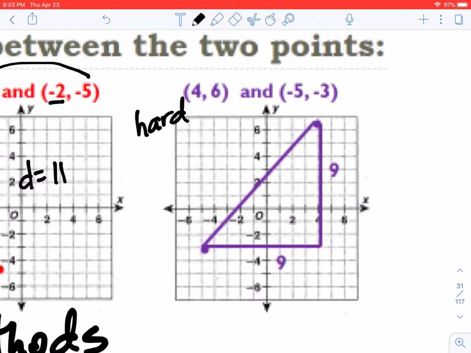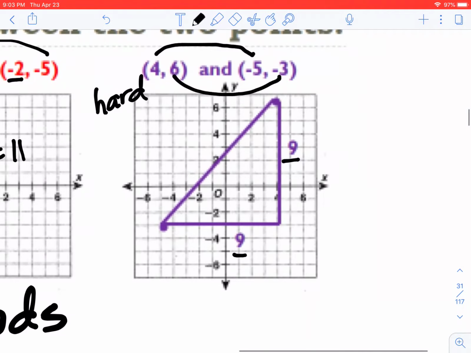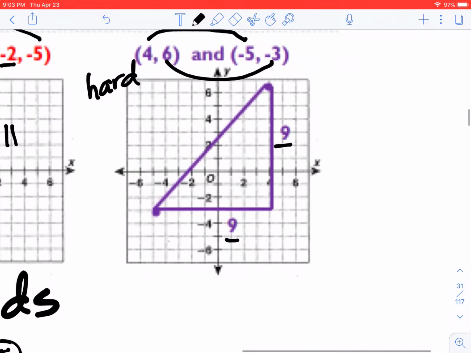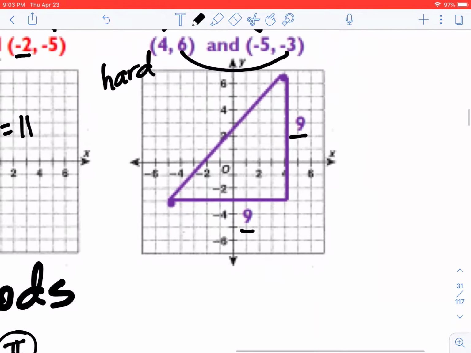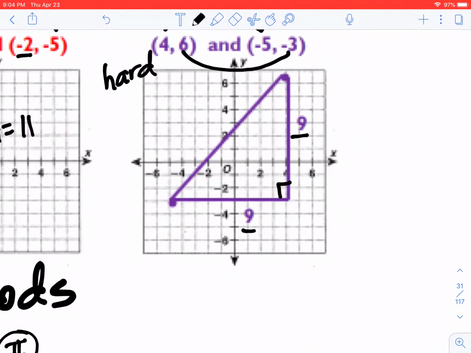Still, we're going to use the same strategy though. How far is it from 4 to -5? How far is it from 6 to -3? Both of those answers come back to us as 9. So the distance horizontally and vertically between those 2 points is 9. Now there's 2 ways to approach. We can use this in the distance formula, or you could use what we call Pythagoras, because you notice this is a right triangle. We have 2 legs and a hypotenuse.